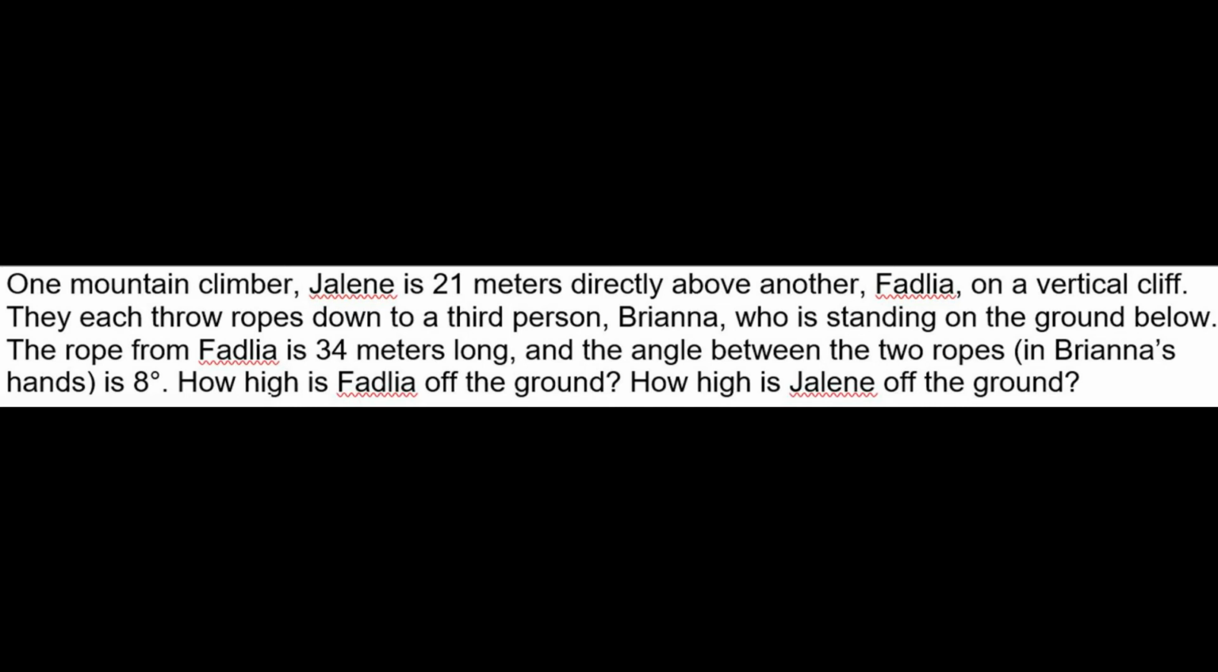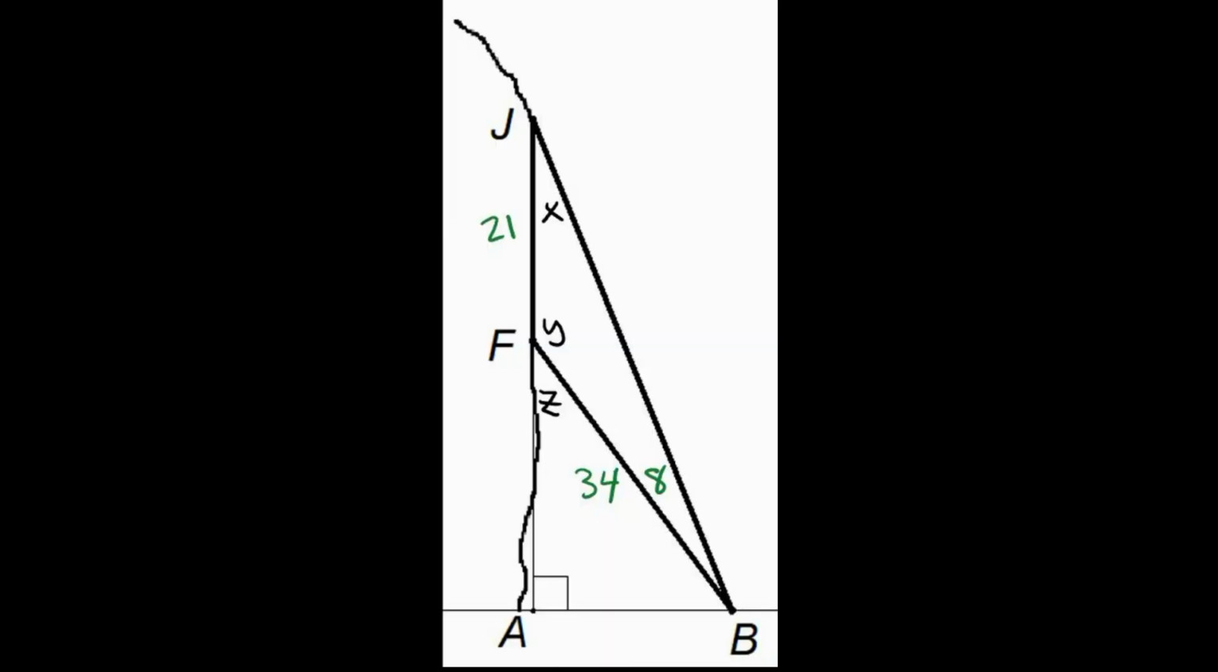So I drew this picture. Oh no, they drew this picture. I just labeled it. The rope from F to B, so Fadlia to Brianna, is 34, so I labeled that. They said Jaylene is 21 meters above Fadlia, so I labeled that. And then the 8 degrees in between the ropes is that angle down where Brianna is standing. So what we need to do is find the length of FA, and that's a right triangle, so that's nice, and then the length of JA. So we have two right triangles within each other.